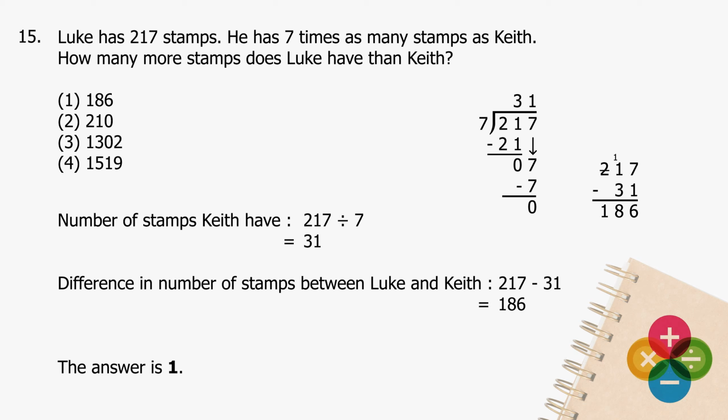The number of stamps Keith has will be, divide 217 by 7, and the quotient is 31. The difference in number of stamps between Luke and Keith will be, subtract 31 from 217, and the difference is 186. The answer is 1.